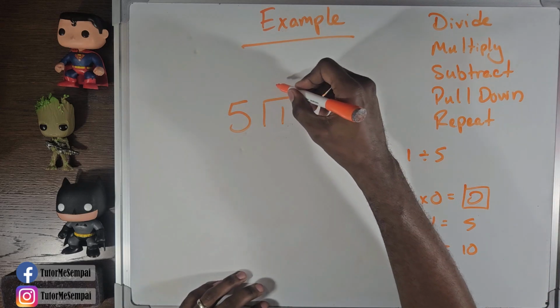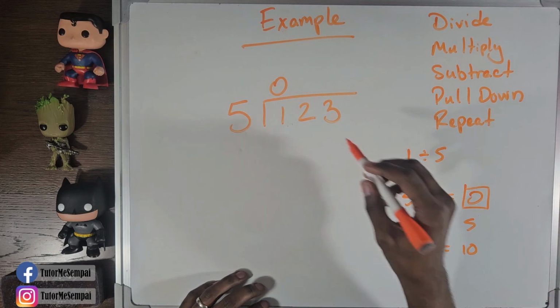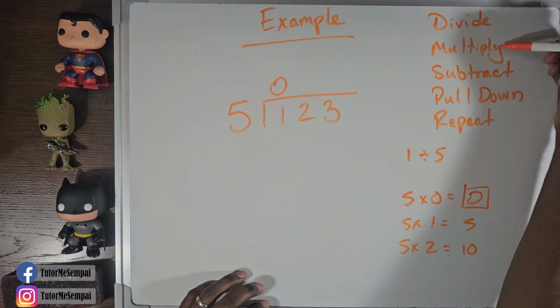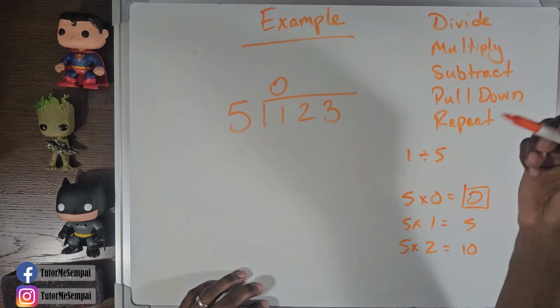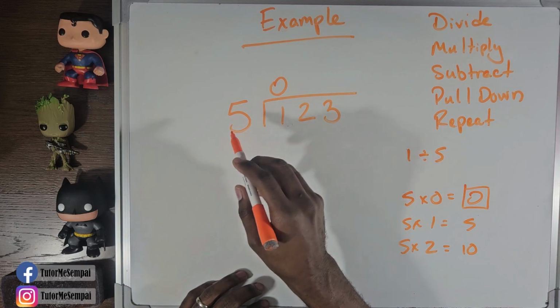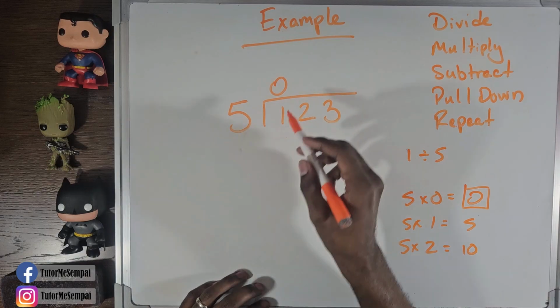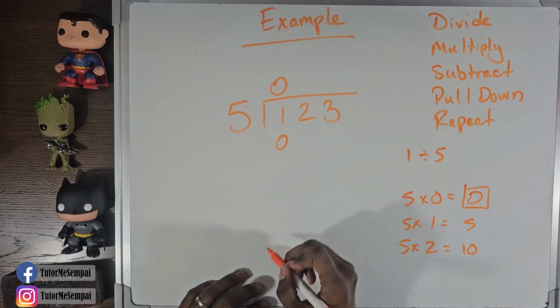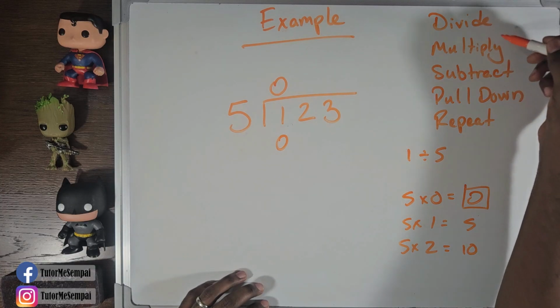So we're going to put the answer here, right? So we divide it. Our next step says multiply. Well, what are we multiplying? Whatever we put up here, we're going to multiply by our divisor. So 0 times 5 is what? 0. So now we've done divide and multiply.